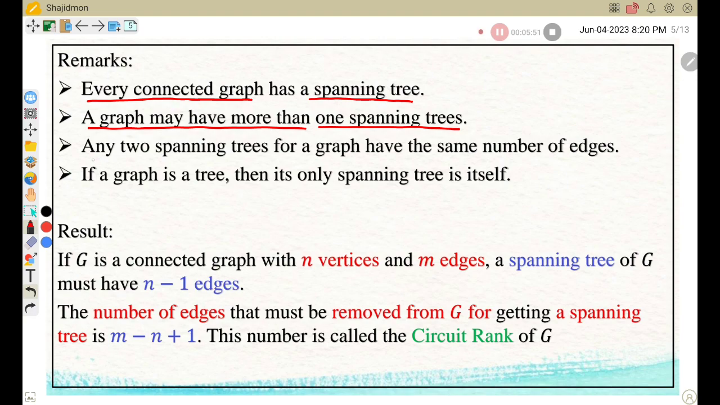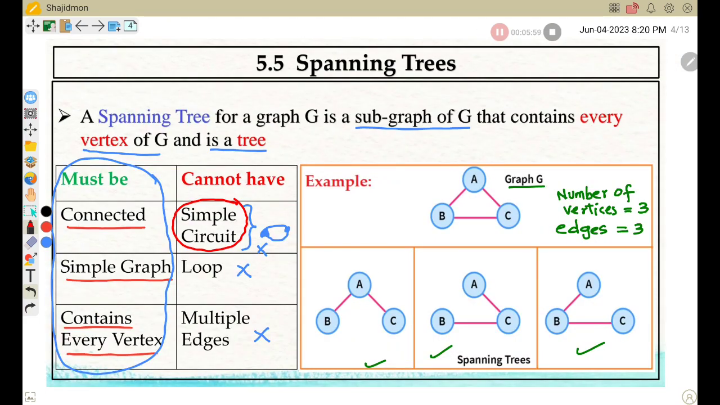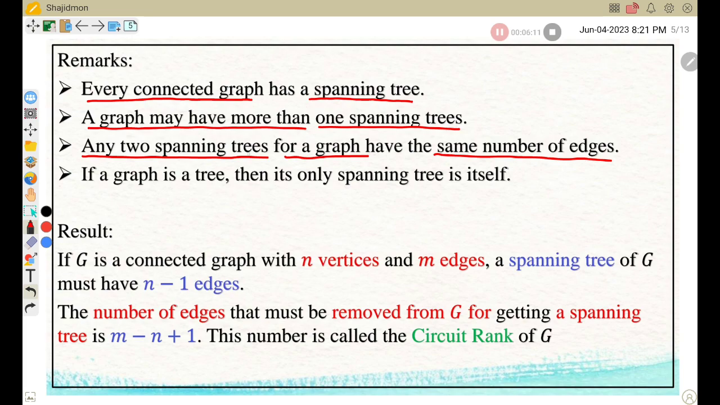Now the third condition: any two spanning trees of a graph have the same number of edges. For example, you can see this example here. First spanning tree, how many edges are there? Two edges. Second spanning tree also, how many edges? Two edges. Third spanning tree also, two edges are there. So any two spanning trees for a graph have the same number of edges.